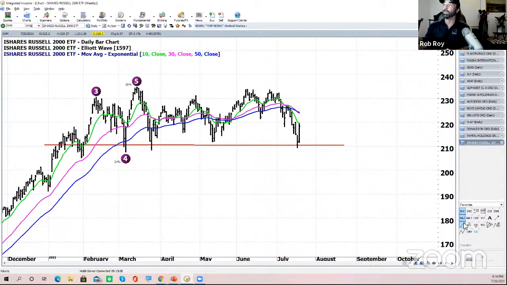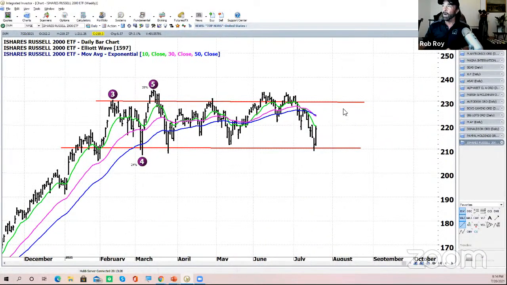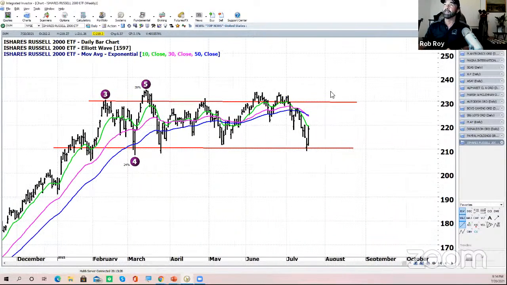If it gets above 230, all right, well, then we have something going. So if the IWM moves up here, it may test 230. And certainly you can make some money from 220 to 230, but it's meaningless. You have a very clear defined range here. Now on the IWM, a break below 210 means something. A break above 230 means something. This range in here between 210 and 230 doesn't mean a thing. It's not telling us anything.